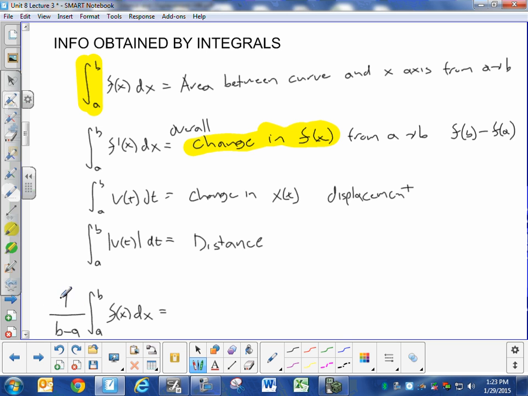And finally, if we want to find an average value of a function, we can just take the area under the function and multiply it by 1 over b minus a, and there's our average f of x between a and b.